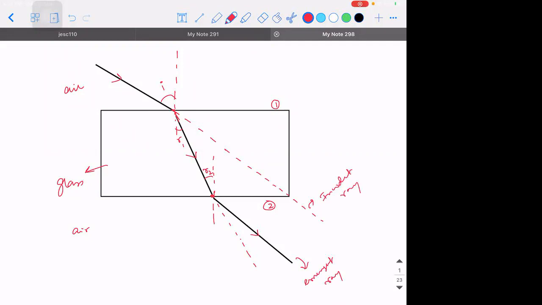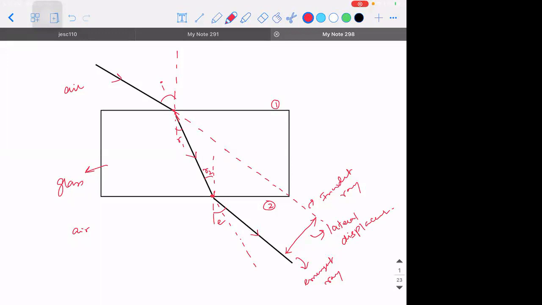Now the next question is, what is the distance between these two rays called? Anybody? It's called lateral displacement. You can make a note of that point. It's called lateral displacement. Next, this angle is called the angle of emergence.